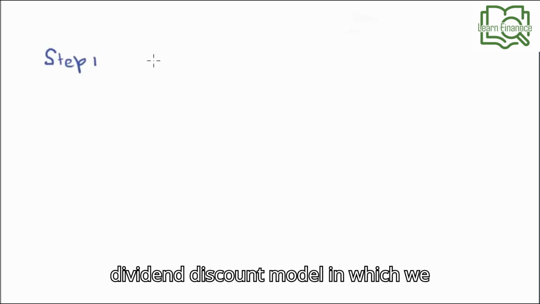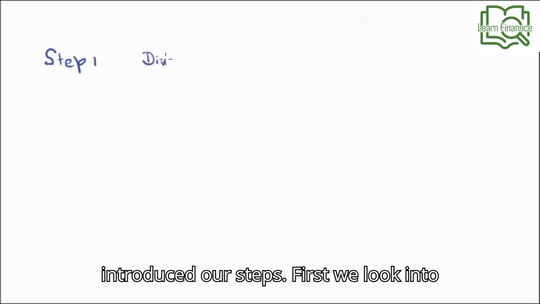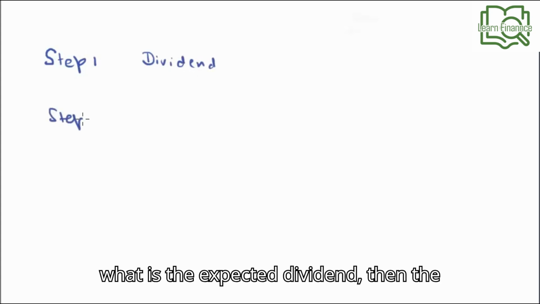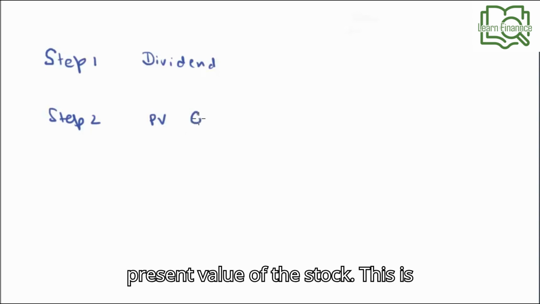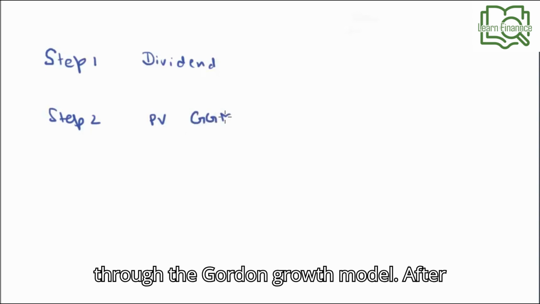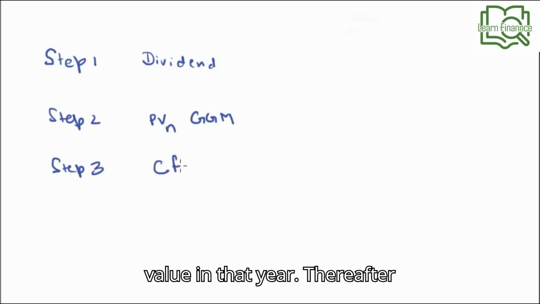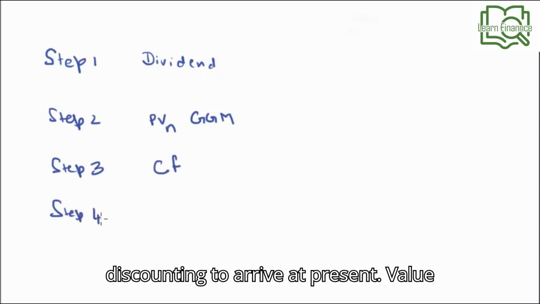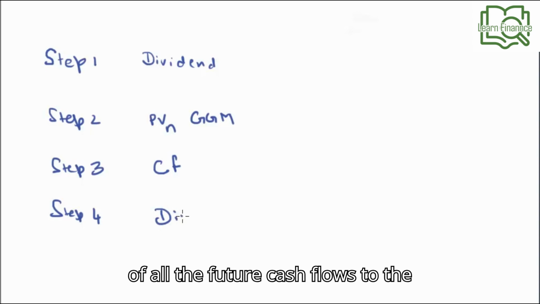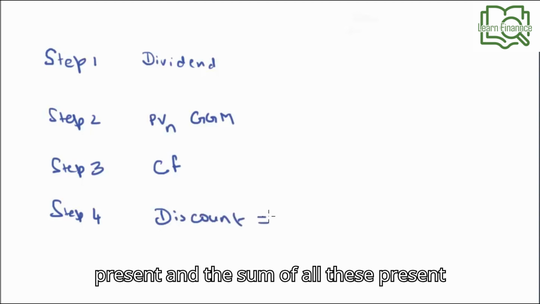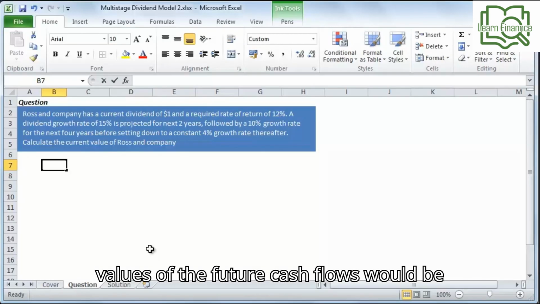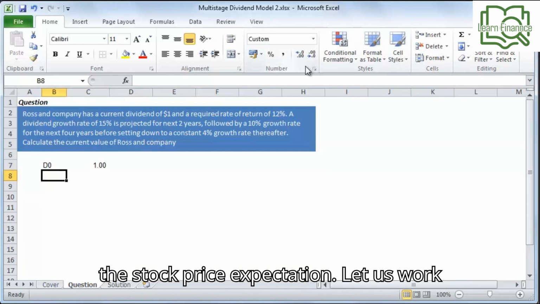Till now, we looked into the two-stage dividend discount model in which we introduced our steps. First, we look into what is the expected dividend. Then, the present value of the stock. This is through the Gordon growth model. After that, summing the dividend and the stock value in that year. Thereafter, discounting to arrive at the present value of all the future cash flows, and the sum of all these present values of the future cash flows would be the stock price expectation.